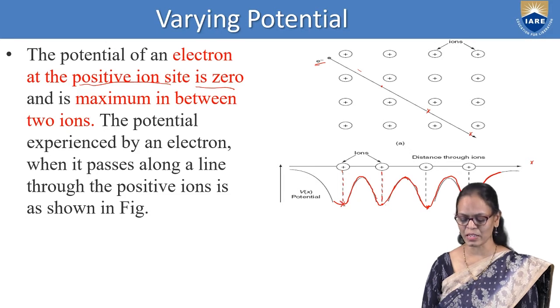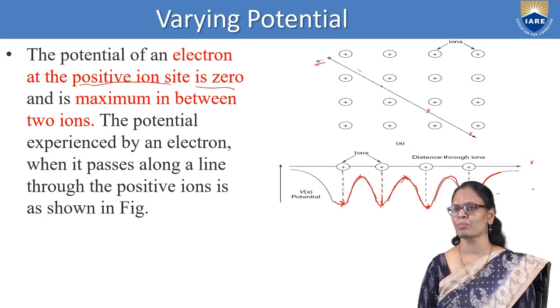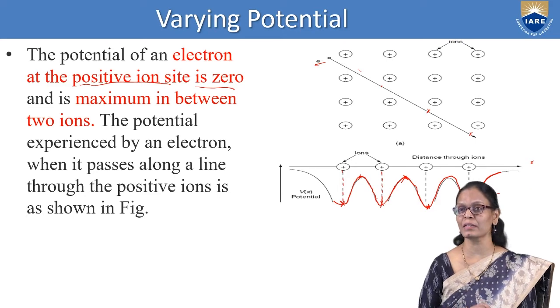So what we are seeing here is periodicity. It is minimum, maximum, minimum, maximum, and so on. This is how the potential varies inside a crystal.